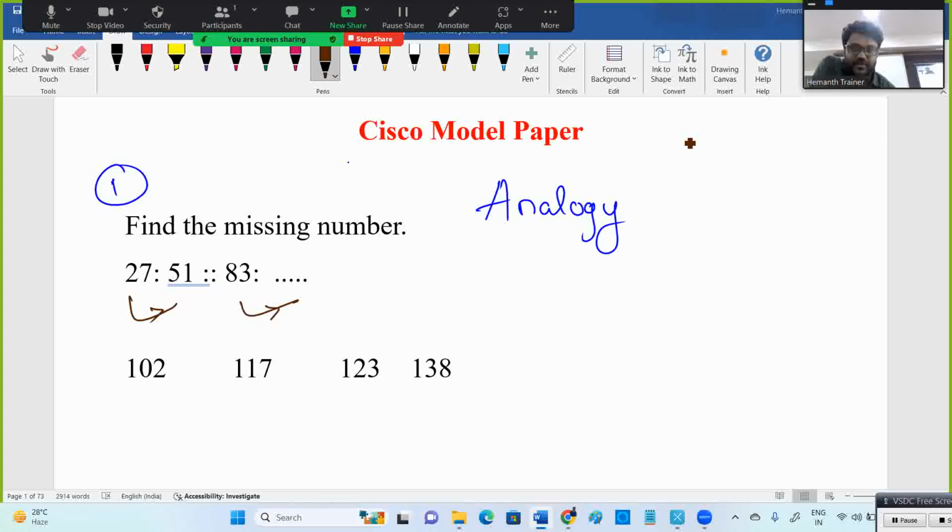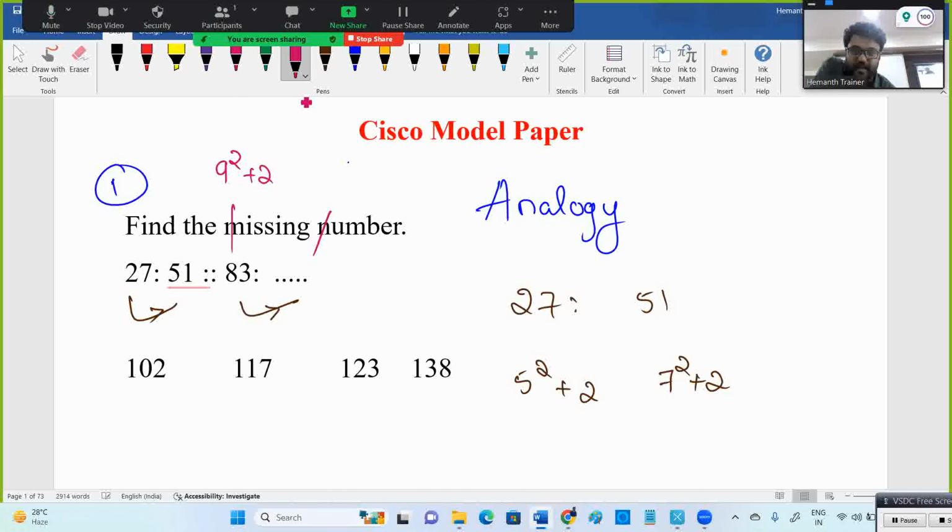Superb. So 27 is 5 square plus 2. 51 is 7 square plus 2. Now 83 is 9 square plus 2. Then this should be 11 square plus 2, which is 123. It can be addition, it can be multiplication, cube, square, a lot of logics are there.